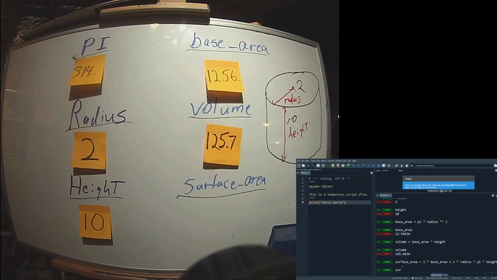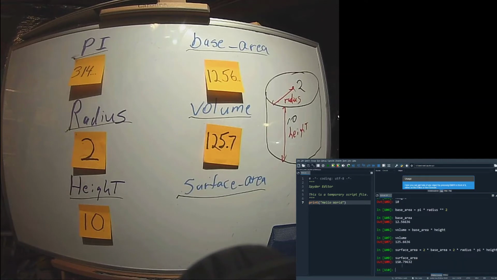And if we look at surface area then, and I didn't mess that up because that was a lot of typing in a row, that should come out to be about 150.8, and that gets shoved into surface area. Okay?